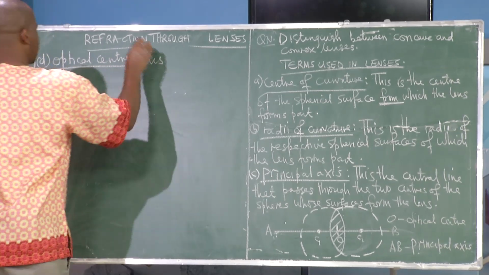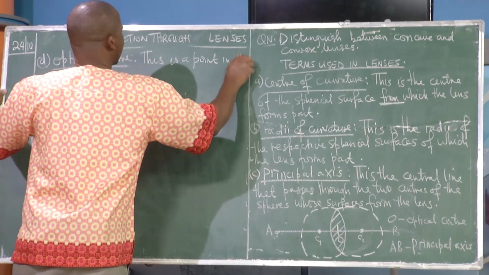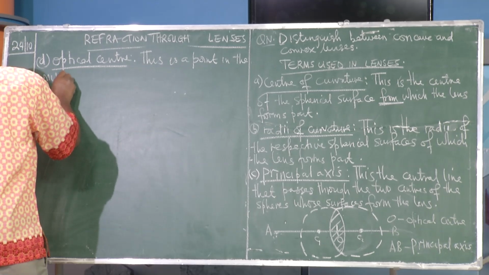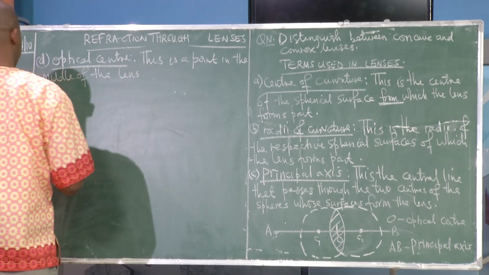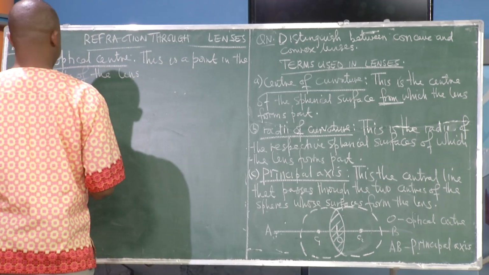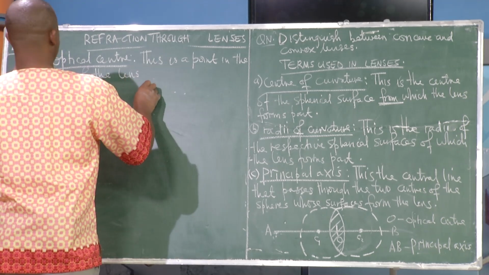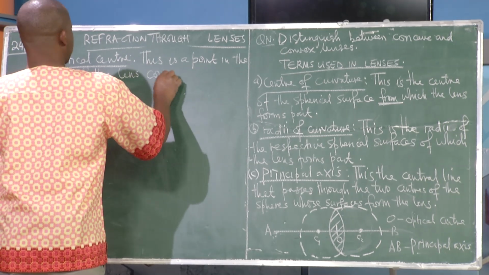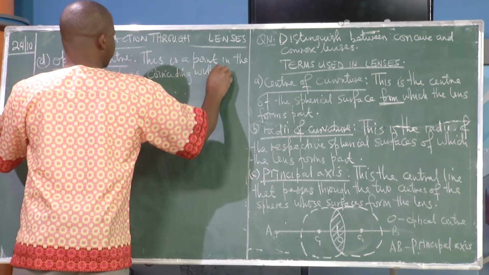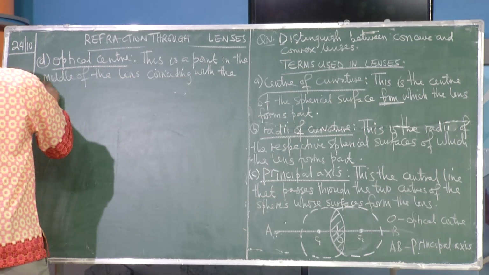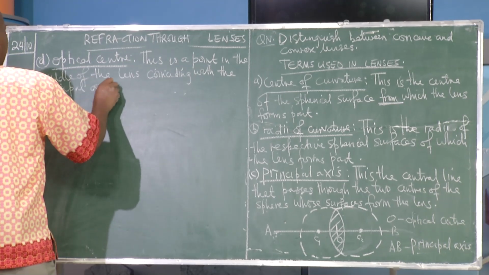You can say that this is a point in the middle of the lens, as I have just shown it to you, and it coincides with the two principal axes. The point in the middle of the lens coinciding with the line that we have called the principal axis. In other words, the principal axis passes through that point.